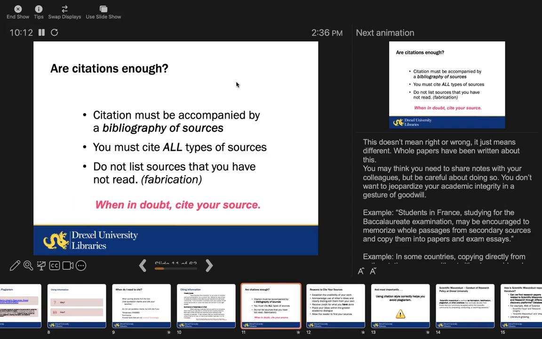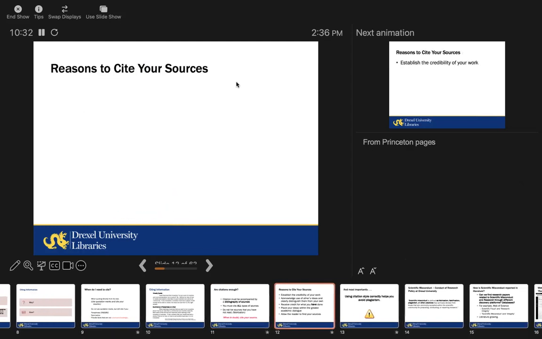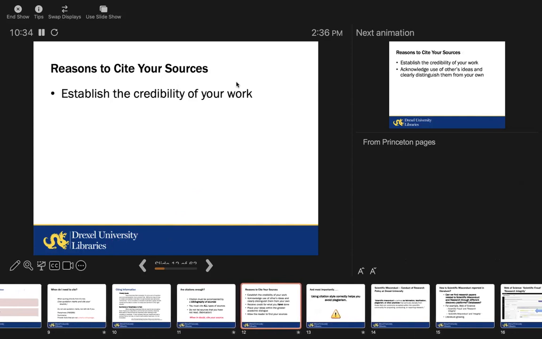Okay. Most important thing, do not list sources that you have not read. When in doubt, cite your source. And most importantly, when you're citing a reference, you're avoiding plagiarism. And I'll give you a very interesting story that I experienced here some years back. Let's go to the next slide. So when in doubt, cite your source. Go to the next. While we are adding the reasons, I'm describing that really interesting event that happened a few years ago.